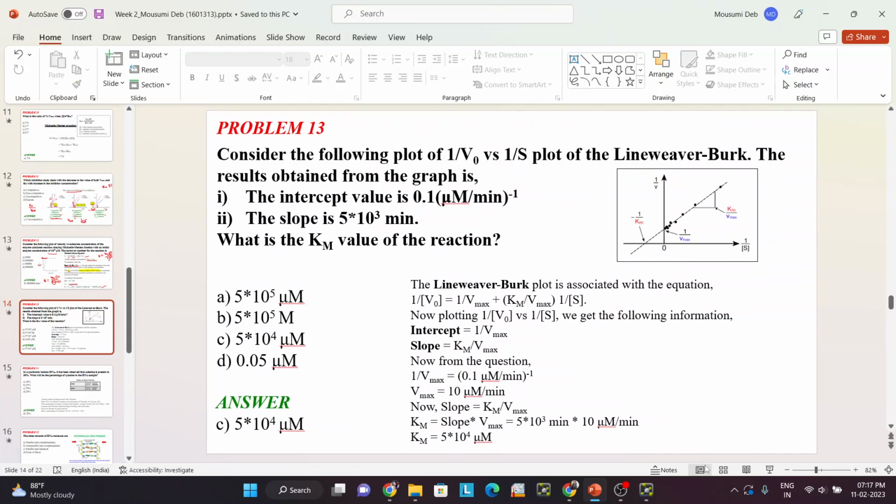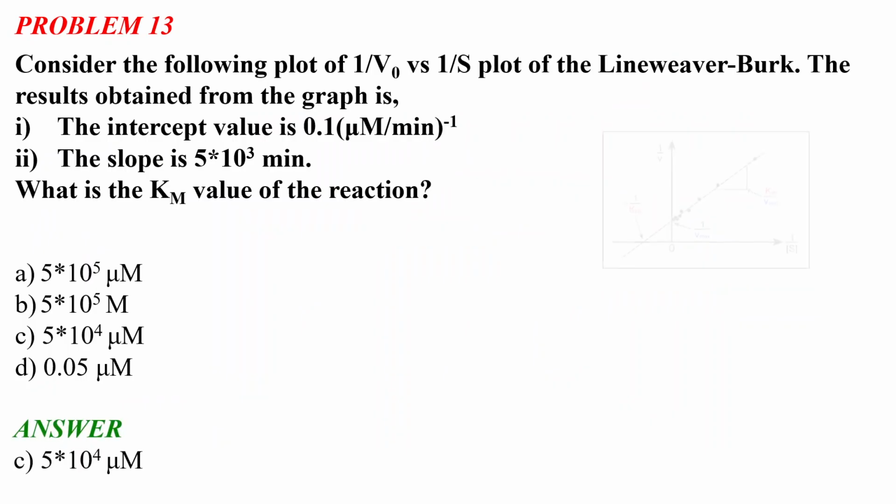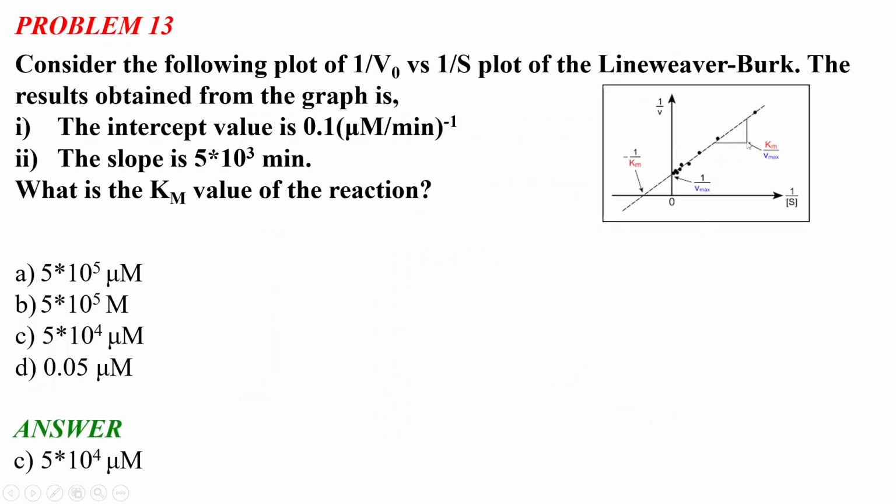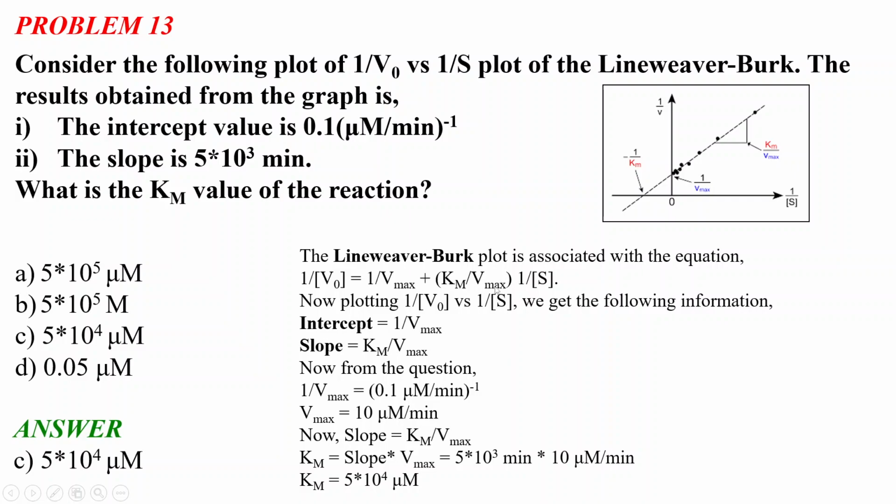Okay, so this is your whole mathematics. So this is your Lineweaver-Burk plot, okay. So the slope is Km by V max and the intercept is 1 by V max. Now the Lineweaver-Burk plot is associated with the equation 1 by V0 equal to 1 by V max, which is your C, plus Km by V max, which is your M, and 1 by S, which is your X, okay. So it is y equal to C plus mx, kind of, it is written here like this.